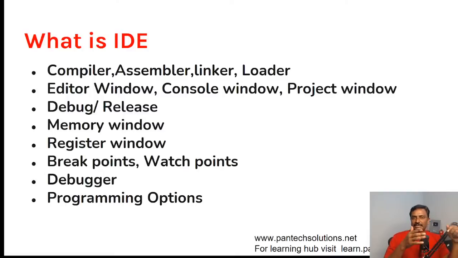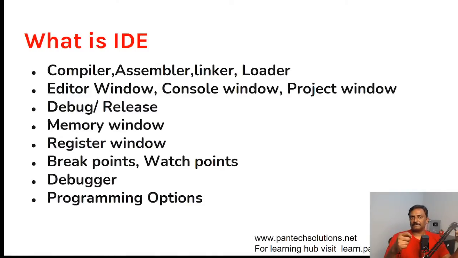And debug and release. You will find debug and release in most IDEs. When you keep it under debug, it produces the symbols necessary for debugging. When the code is ready for production, you go for the release window. Once it's ready for manufacturing, you go for release, and that will optimize the code. And a memory window to view the memories in the microcontroller, and a register window to view the registers.